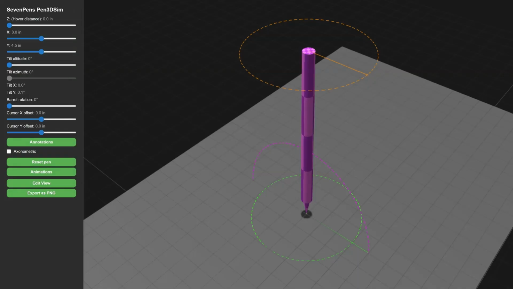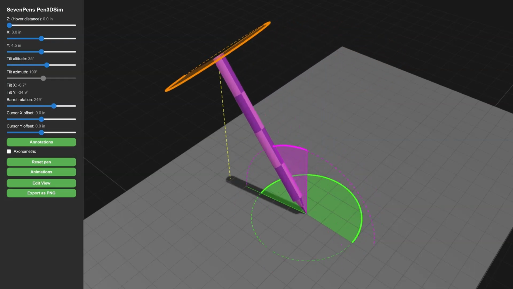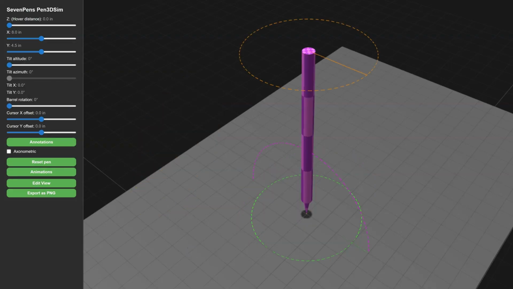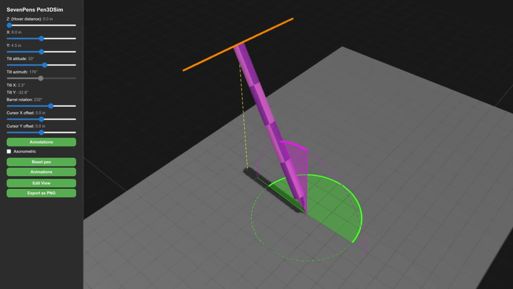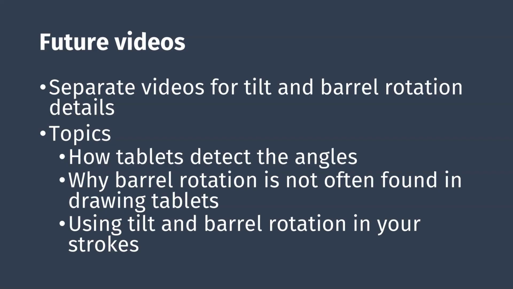And just to have a bit of fun, let's take a look at what happens in the simulation when all three of them change simultaneously. Of course, seeing this animation now may not clarify the concepts any better, but at least it does look really cool. And now you understand the fundamental concepts of tilt and barrel rotation. In future videos, I'll explain more about both of these concepts.